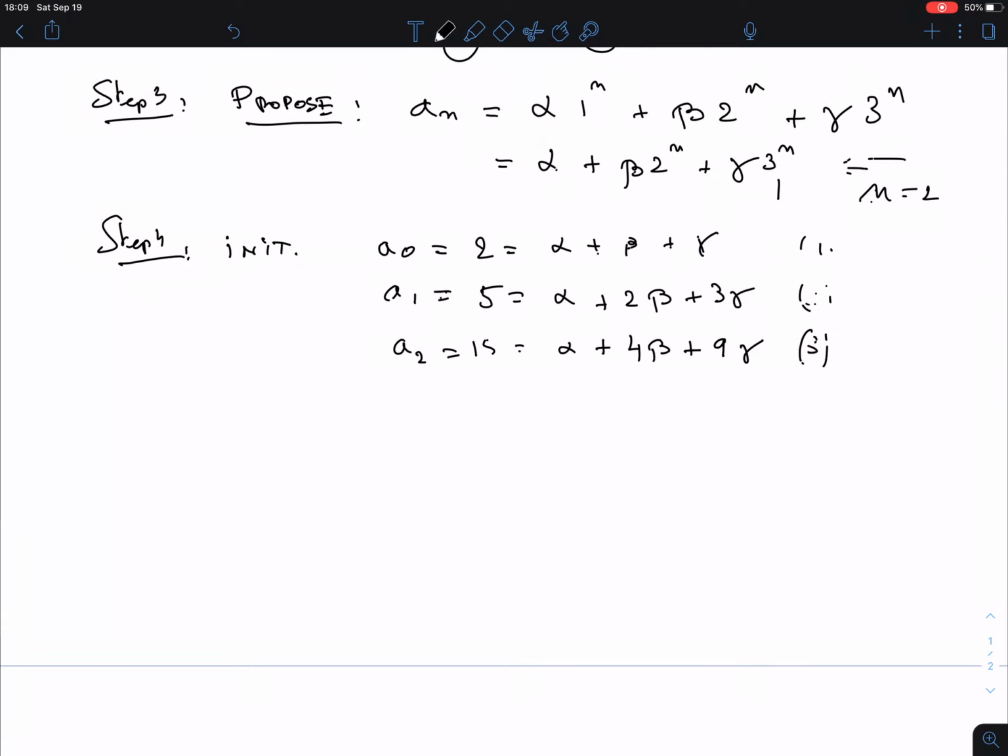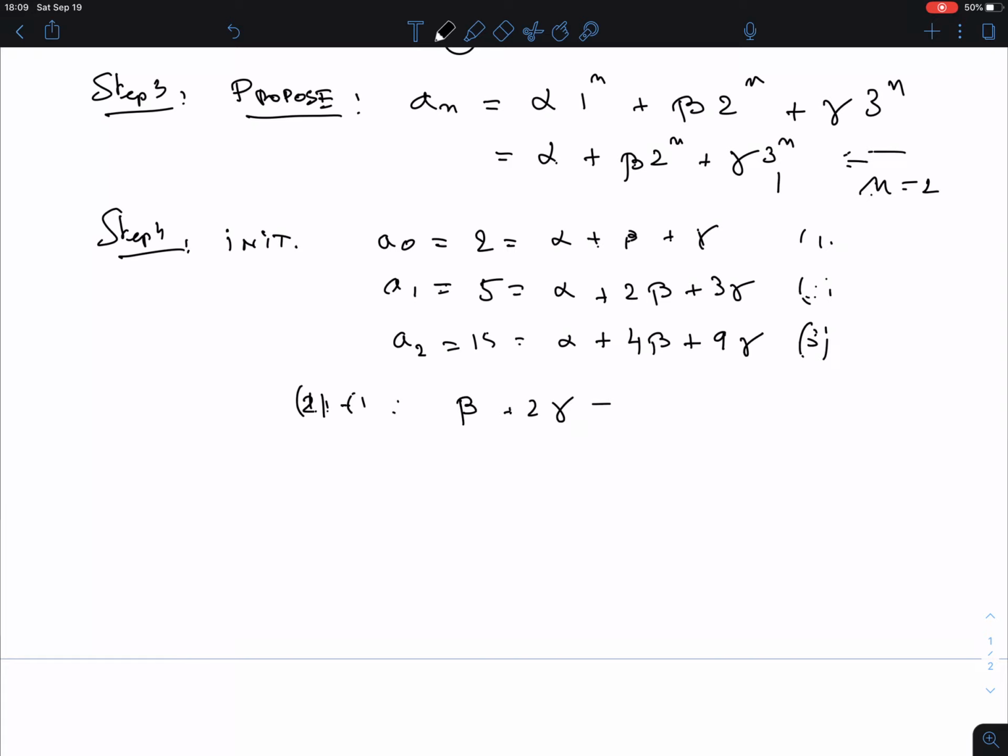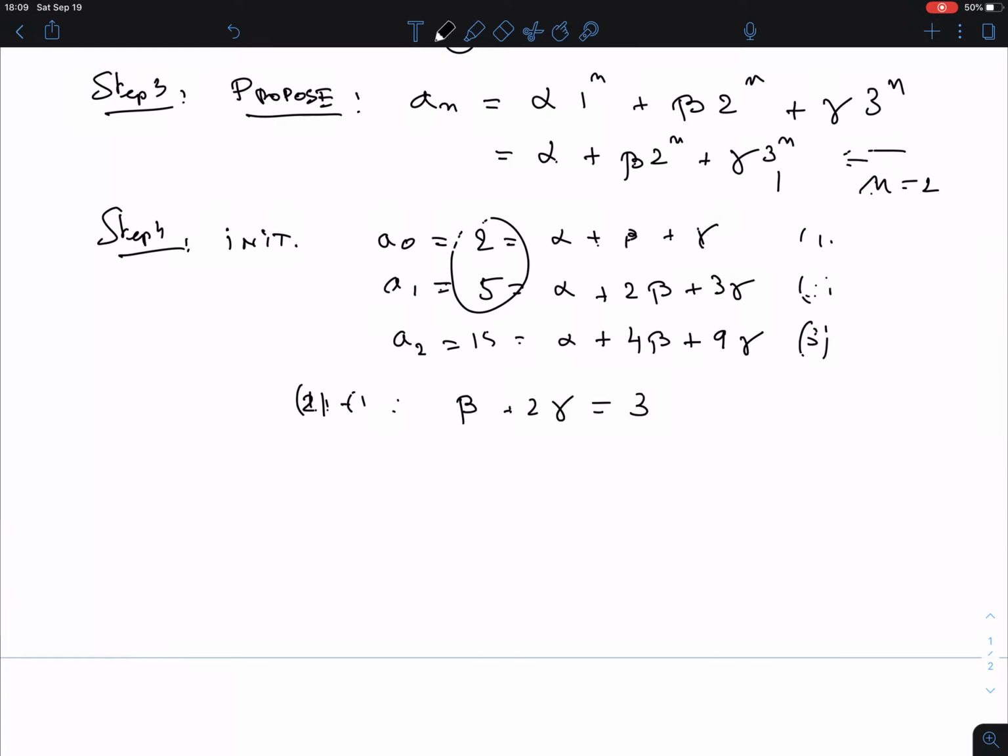So I do 2 minus 1, that is the equation. I subtract now, so I get alpha minus alpha, that is 0. 2 beta minus beta, that is beta. 3 gamma minus gamma is 2 gamma. And I have to do this here too, so 5 minus 2 is 3. Now I do 3 minus 1. So if this was 15, then 15 minus 2, that's 13.